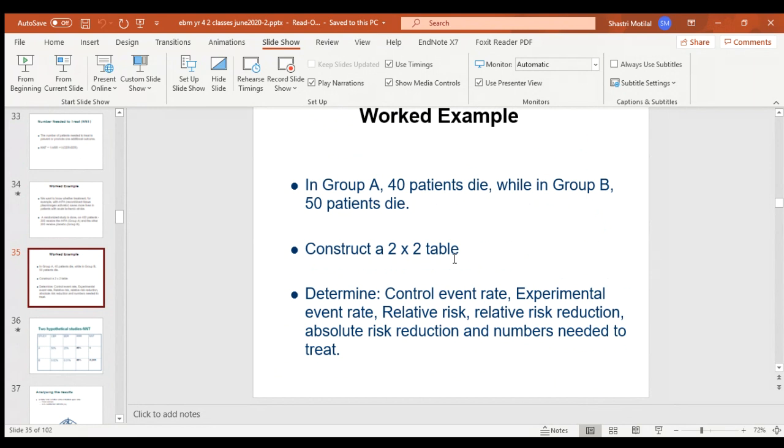So remember, group A was what? Group A was the intervention, and group B was the control. 200 people in each group. In group A, 40 people died, while in group B, 50 people died.